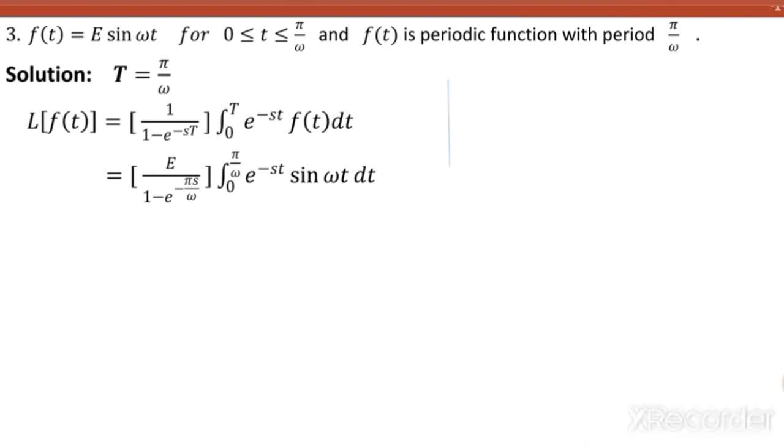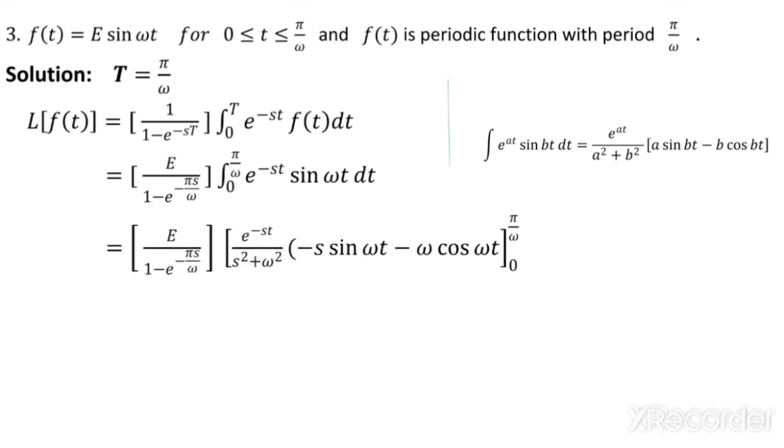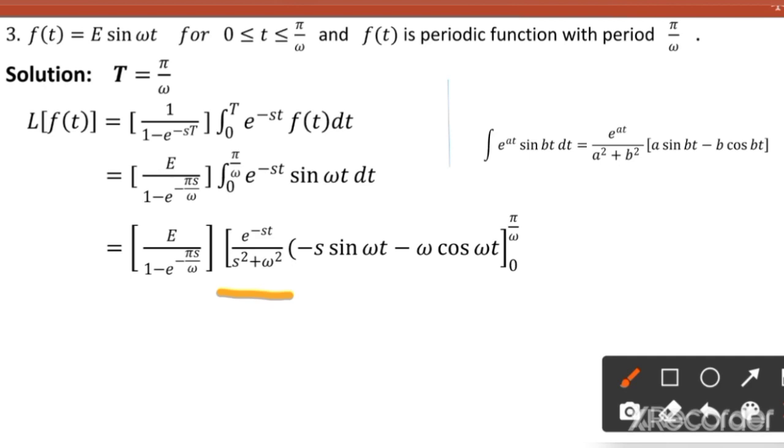Obviously here we have a standard result: the integral of e power at sin bt dt is e power at by a square plus b square, into a sin bt minus b cos bt. So in place of a here we have minus s, in place of b we have omega. So the next step becomes e by 1 minus exponential minus pi s by omega into e power minus st by s square plus omega square, because it is a square plus b square, that is minus s the whole square plus omega square.